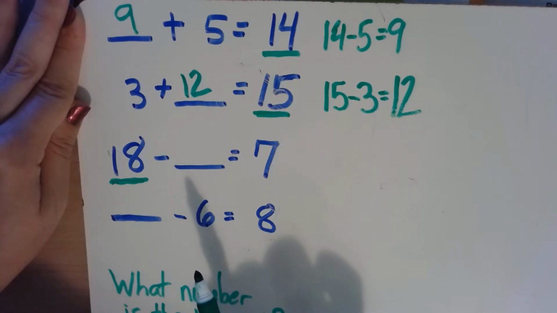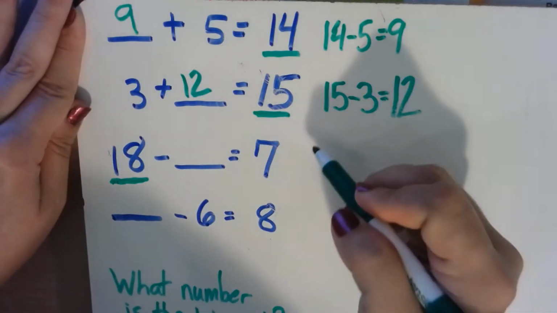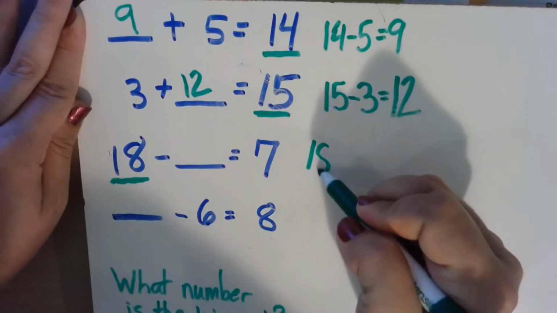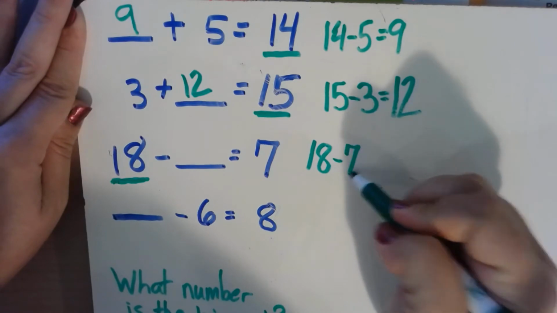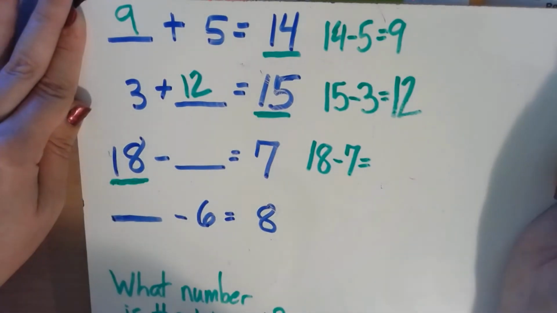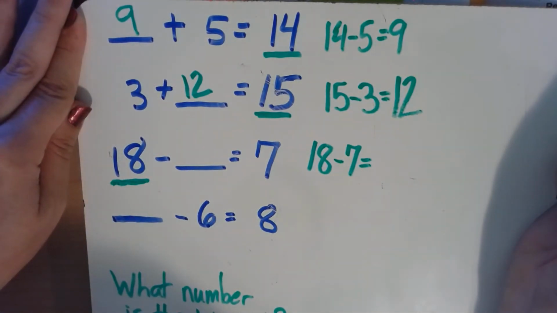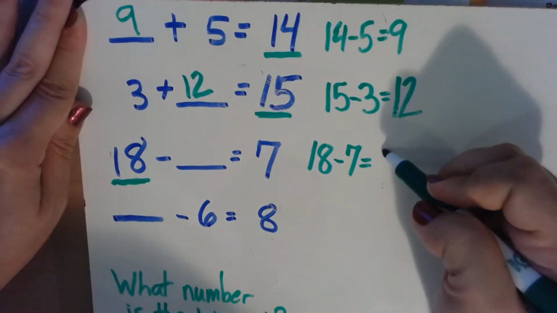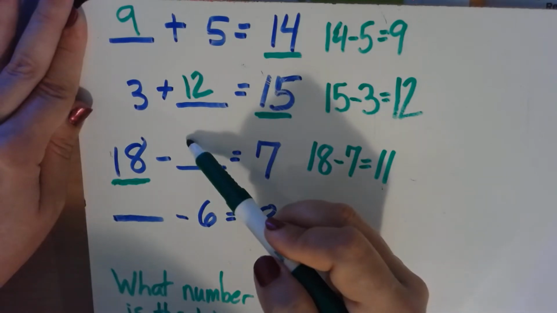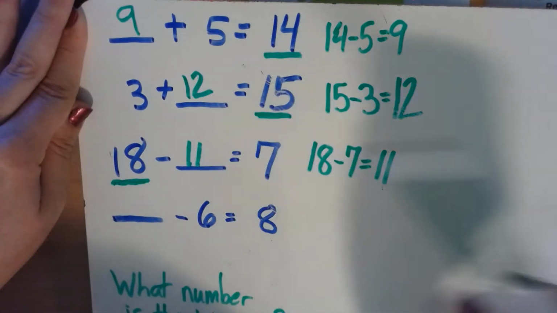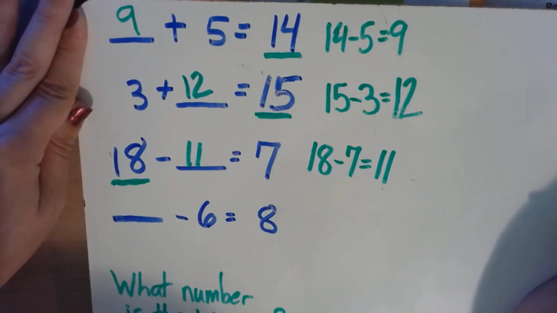Do we add or subtract? You're right, we subtract because we have the bigger number. So 18 take away 7 equals, what does 18 take away 7 equal? Did you guess 11? Or you knew 11? So 18 take away 11 equals 7.